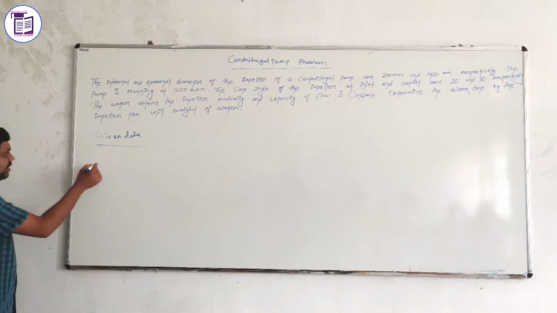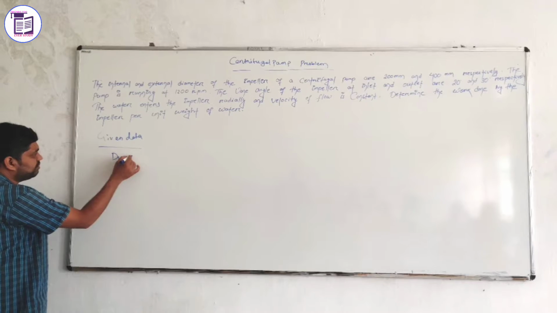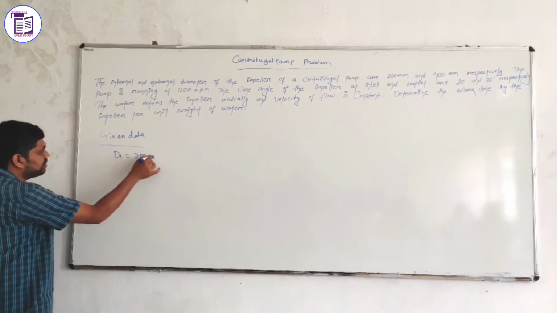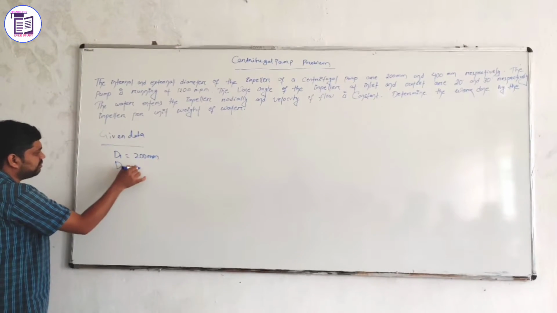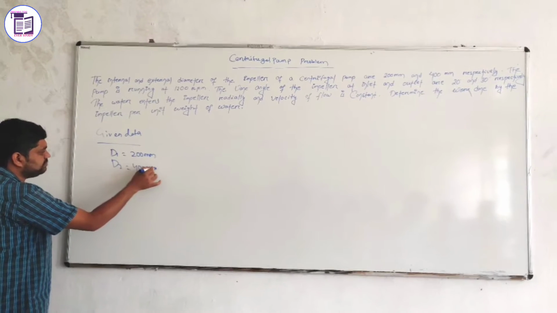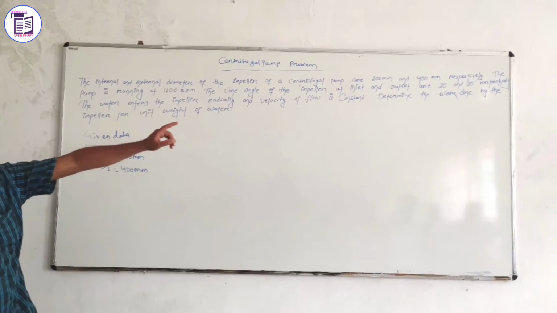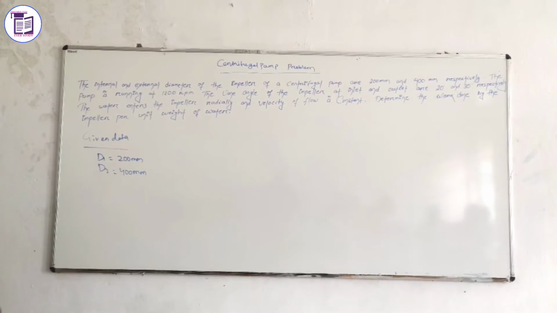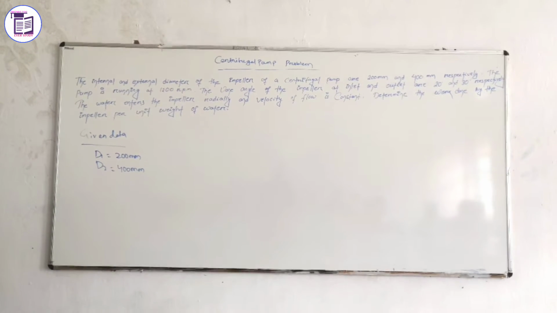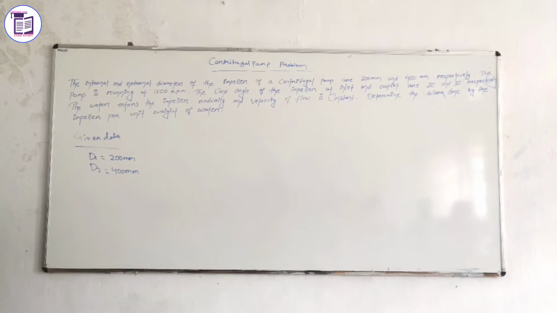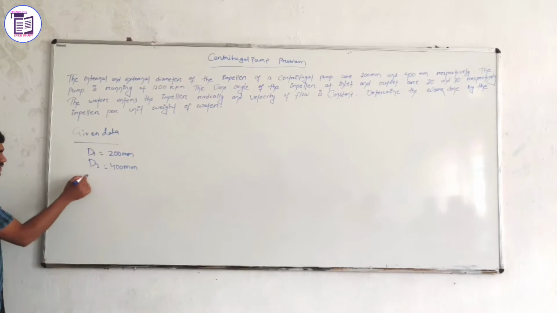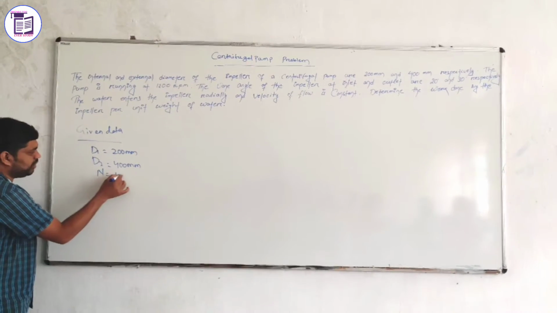So the diameters are given here. D1 is 200 mm and D2 is 400 mm respectively. The pump is running at 1200 rpm. Here, what is given? The pump is running, which means N is given as 1200 rpm.